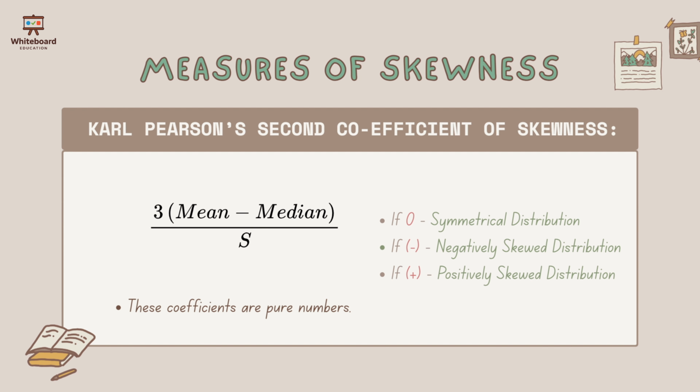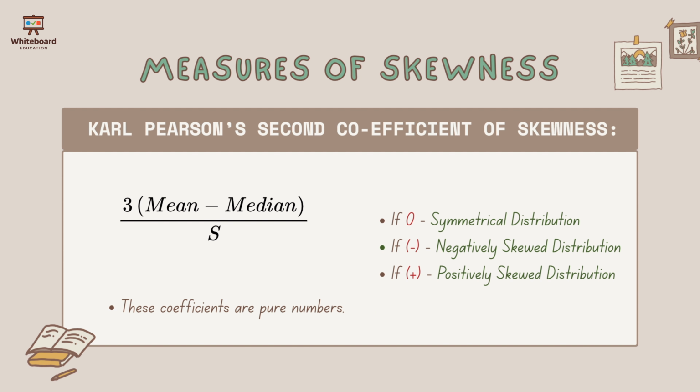If it results 0, then it is a symmetrical distribution. If any minus value, it is negatively skewed distribution. And if the formula results a positive value, then of course, the distribution will be positively skewed.